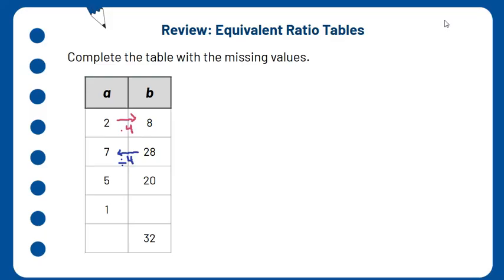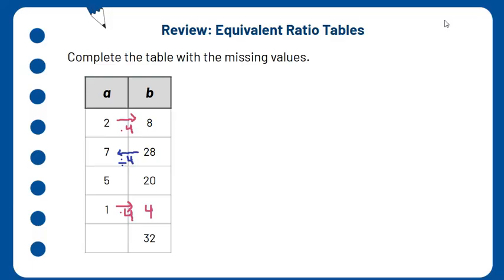As we just saw from the first two rows, there are two methods we can use to fill in values for A and for B to make this an equivalent ratio table. Since we know what A is in this fourth row, we can multiply by 4 to figure out what B is. So I'm going to do 1 times 4 to figure out what B is. And I know 1 times 4 is 4. So I know that B is 4.